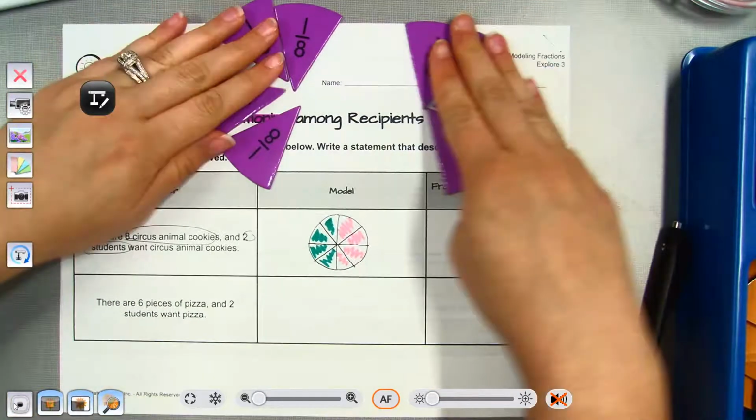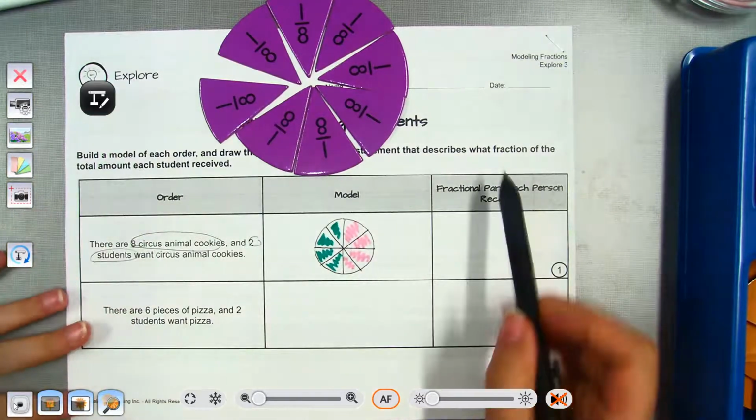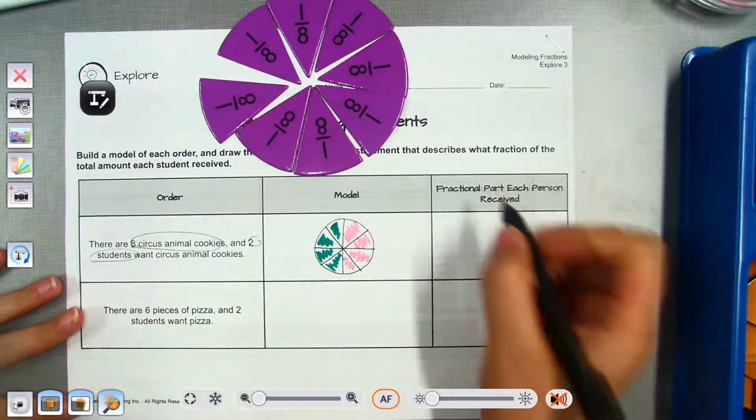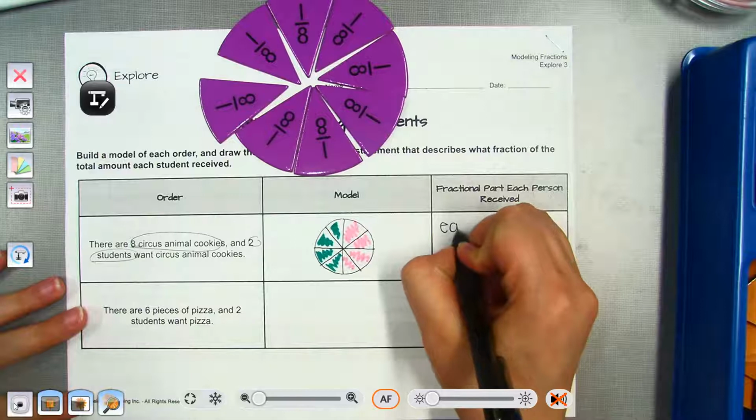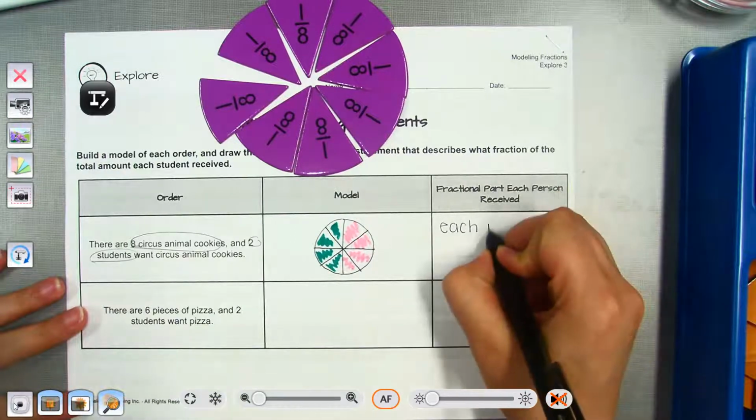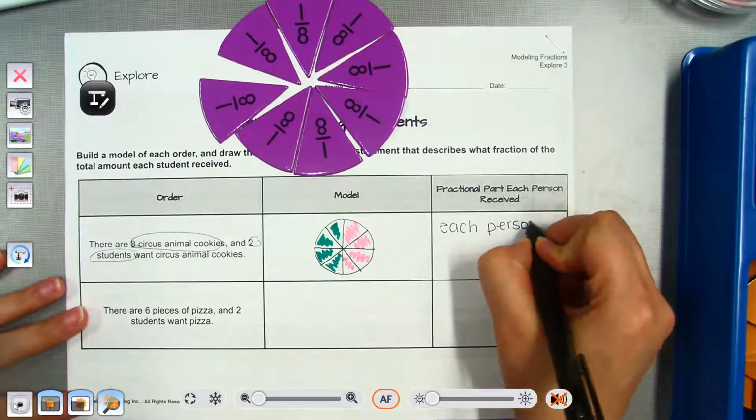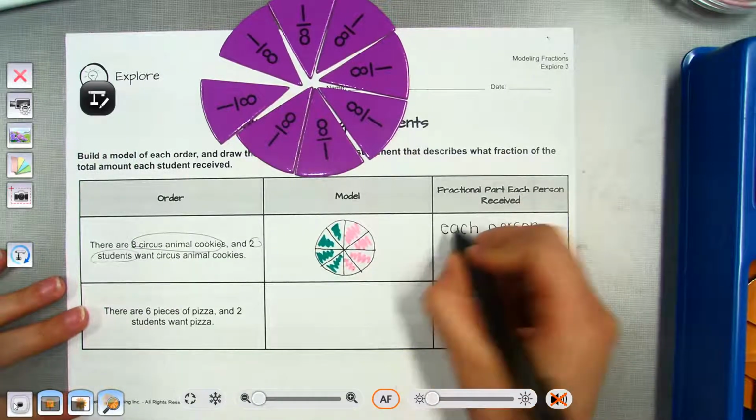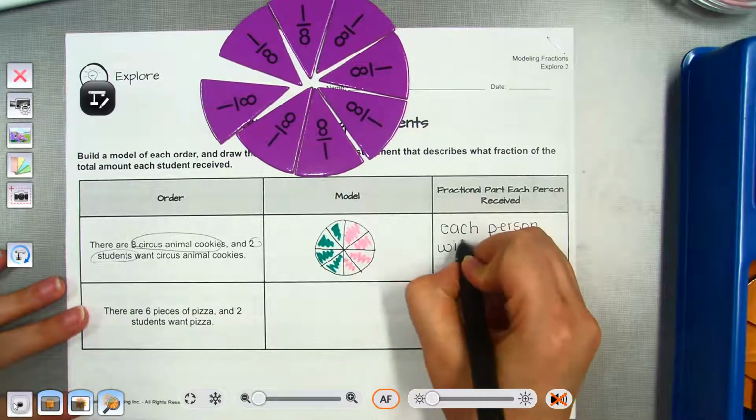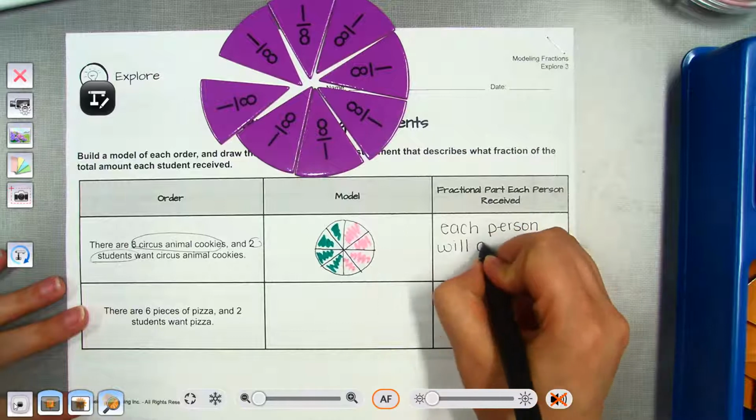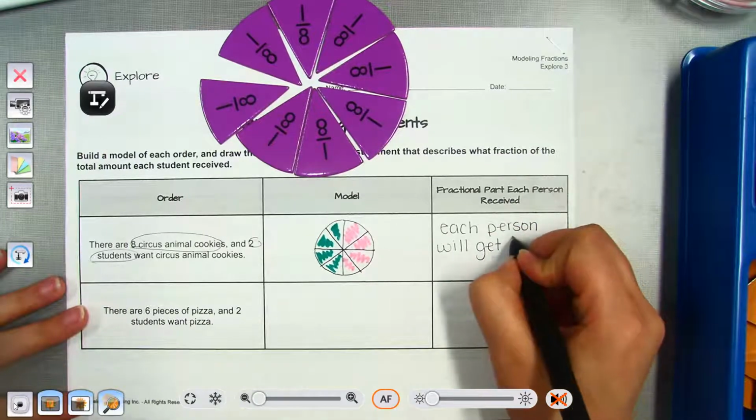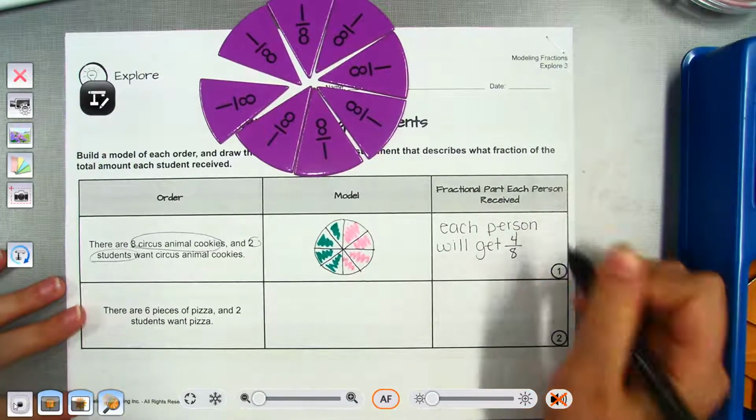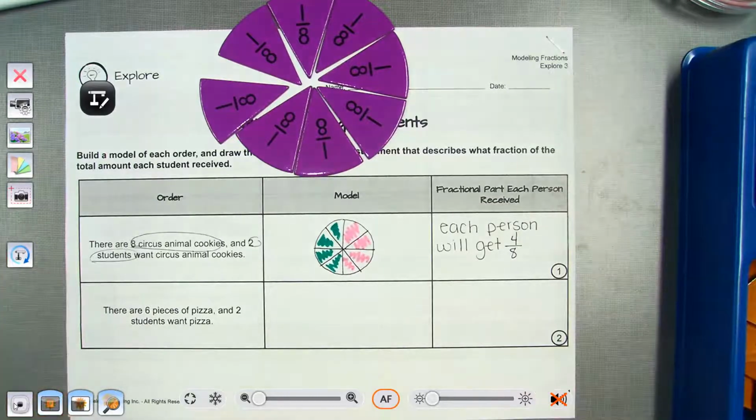So now I'm going to write a statement. Fractional parts each person receives. Each person will get 4 8s. So each person will get 4 8s.